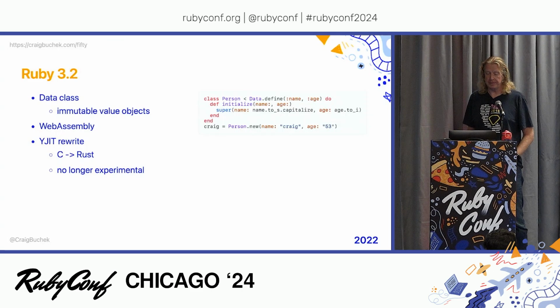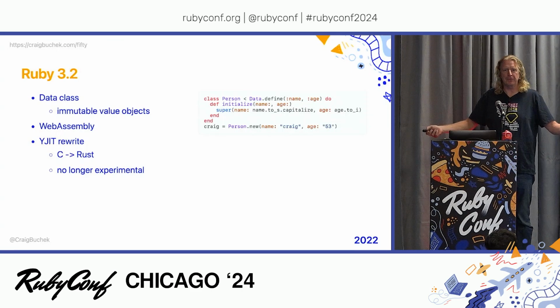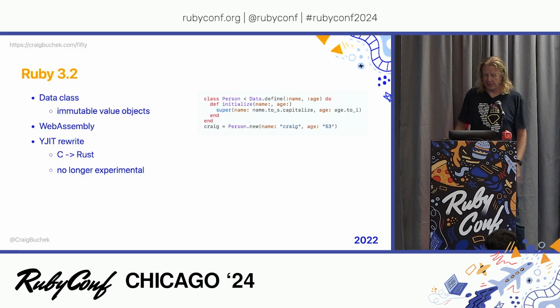Ruby 3.2 added the data class. Is anyone using the data class? I really enjoy the data class. It's similar to struct, but it's for value objects that are immutable, and there's no setters. And I like immutable objects. So this I learned: WebAssembly. You can actually output to WebAssembly. And the YJIT was rewritten from C to Rust, and it was stable. I don't know how they rewrote something and got it stable in a year. Pretty impressive.